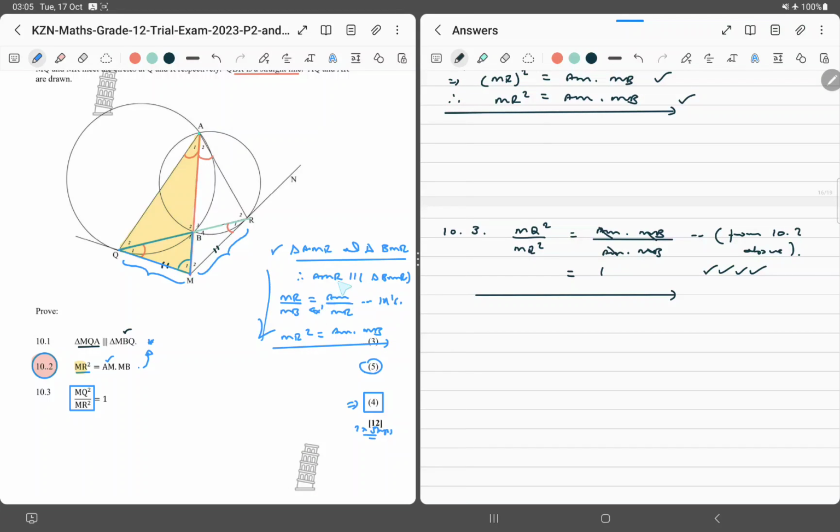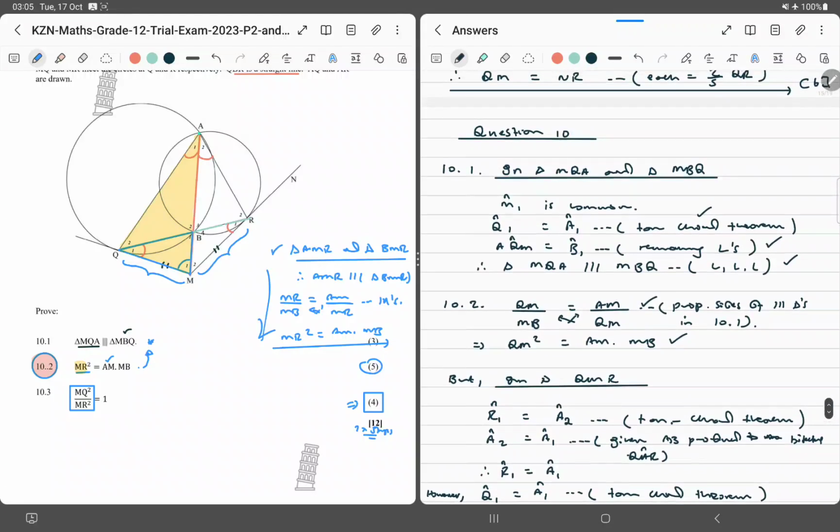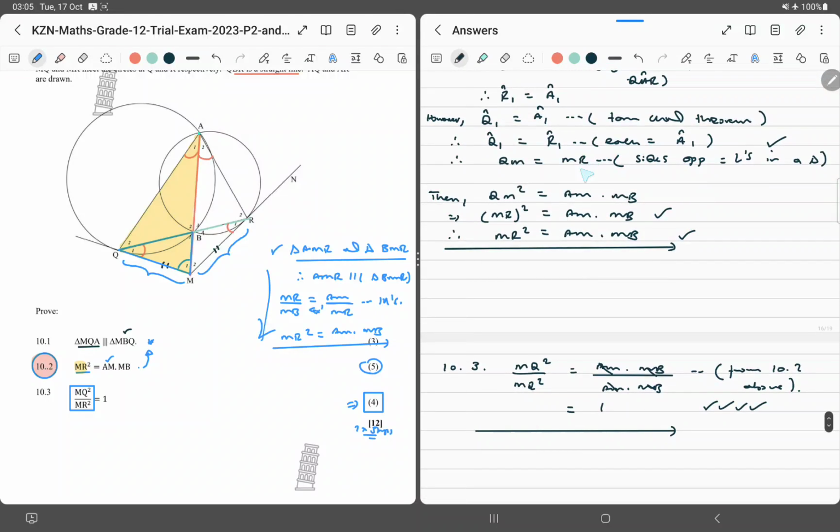But if that was the case, then you would know that to get this MQ squared, it comes from this opening statement that we did here, from those similar triangles. And then you just take those two, and this one, you do that ratio, you get your 4 marks.